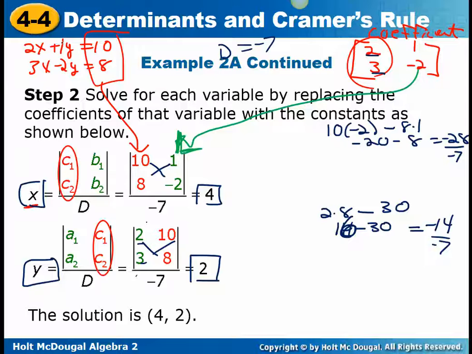Now you might say, well, I would just use substitution or elimination, but sometimes this method works better. This is called Cramer's rule, and it's a way of using matrices and determinants to find a solution to a system of equations.